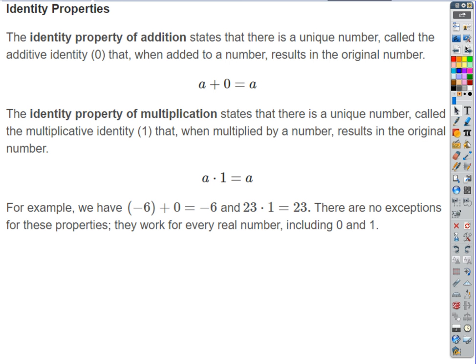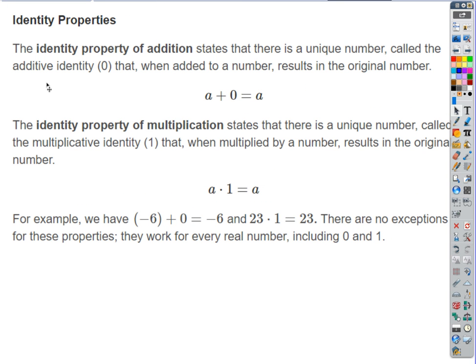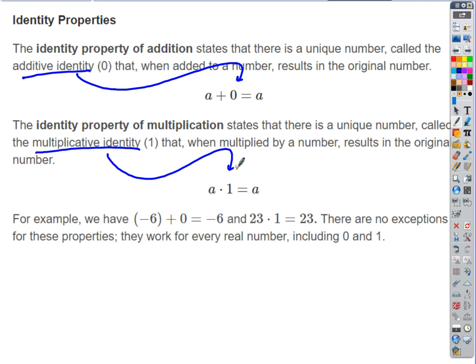So let me ask you this. What's the special number that I could add to anything and not change it? 0. So we'd say that 0 is the additive identity. That's what I add to something to preserve its identity. What's the number I could multiply by something and leave it unchanged? 1. So the multiplicative identity is 1. Easy, right? There's your properties. Additive identity property, A plus 0 is A. Multiplicative identity property, or the identity property for multiplication, A times 1 is A.